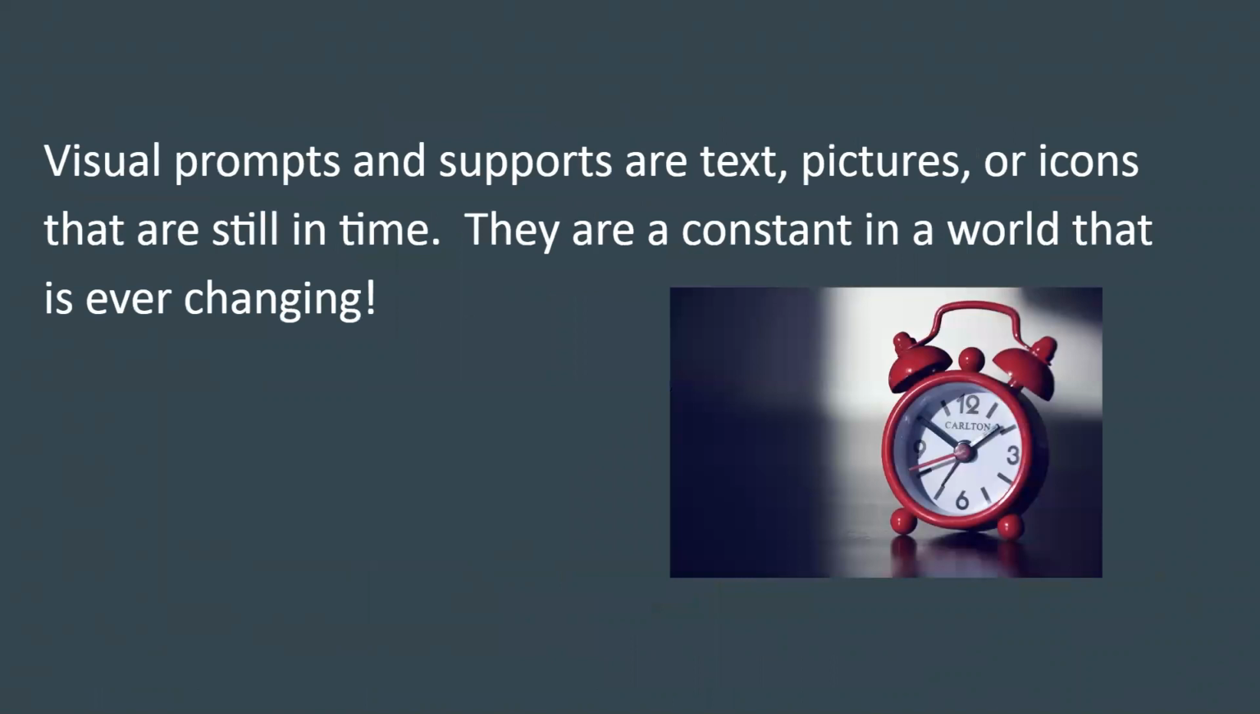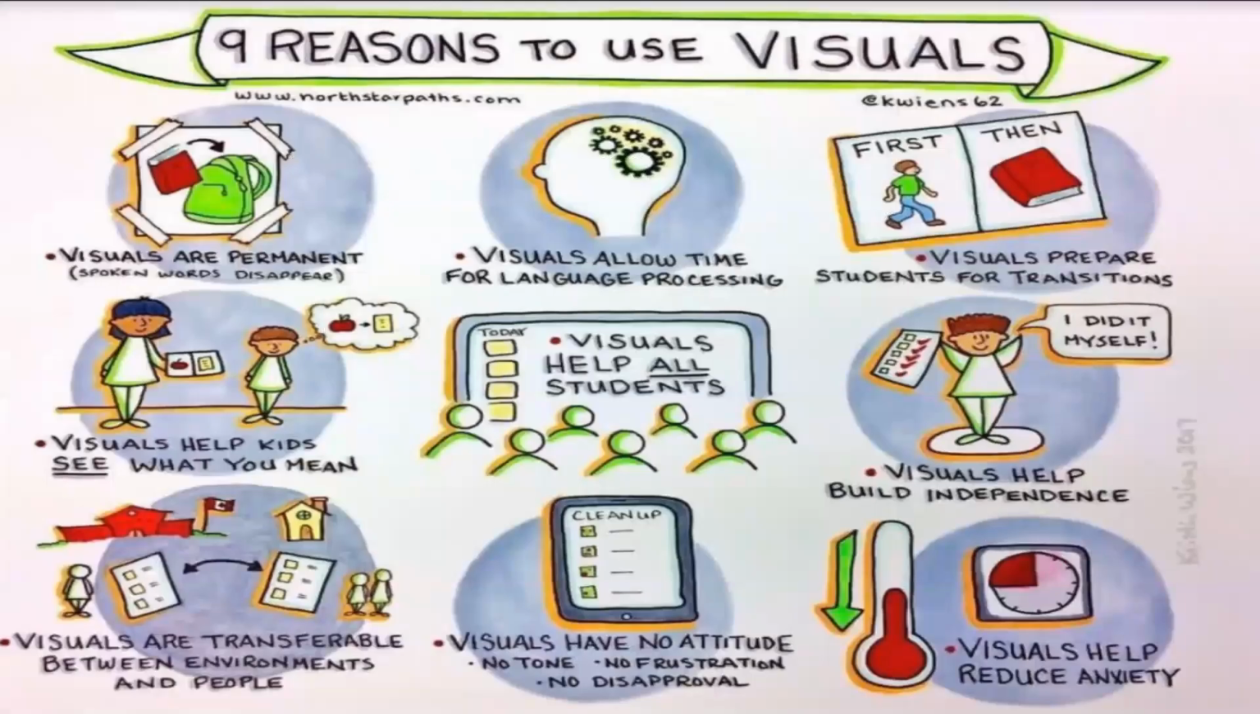Okay. Visuals, prompts and supports can be text, they can be pictures, they can be icons. The important thing is that they're still in time. They don't move. They stay as long as somebody needs to look at it in order to process it, because maybe it's not something familiar. Maybe it's something that is more cognitively complex. But they're constant in a world that might be changing, as opposed to auditory supports. Auditory comes and it goes. Once that auditory is gone, you can't get it back without somebody repeating themselves. As opposed to visuals, they're permanent, okay?